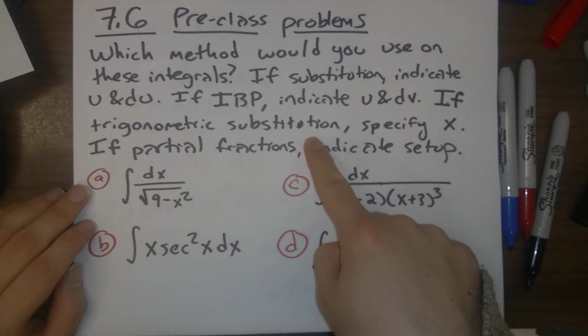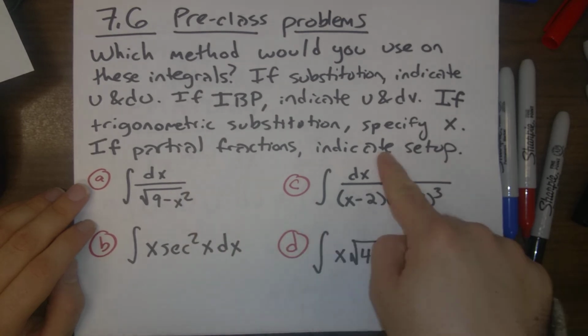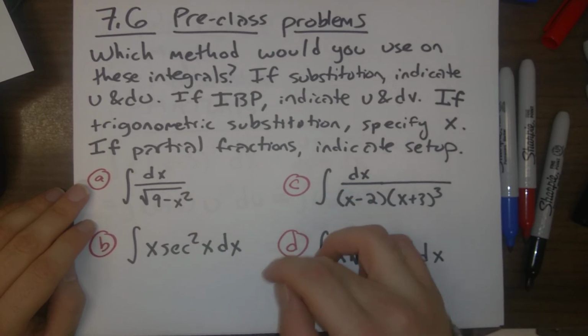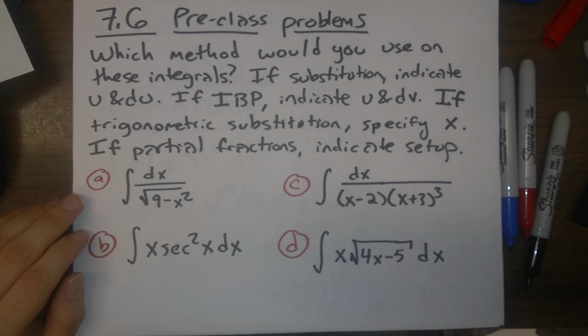If it was trigonometric substitution, tell me what you're going to substitute in for x. And if it's the partial fractions, tell me what your pattern is going to be. What is going to be your a over whatever plus b over whatever? What pattern are you aiming for? Okay, that wraps up 7.6.